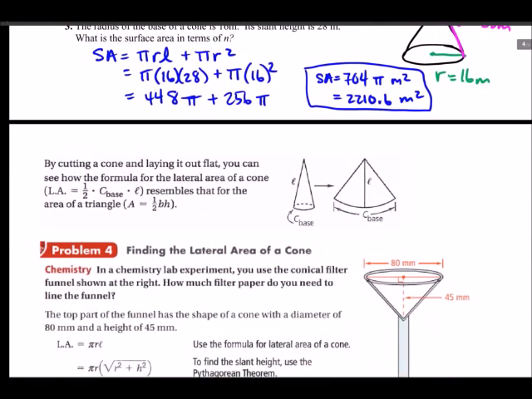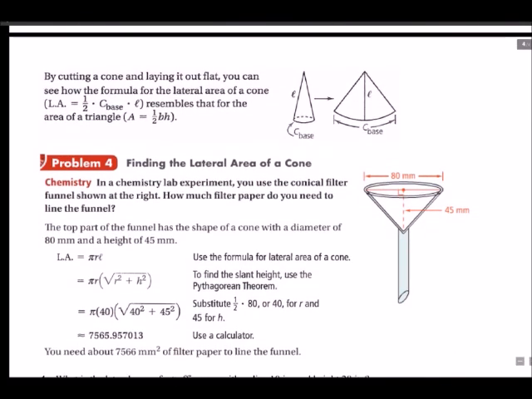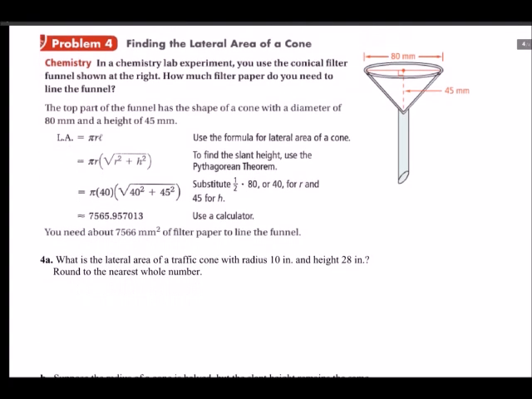Moving on. This picture right here shows us what we just talked about. Area of a triangle is 1/2 base times height. The base is the circumference. The height is your slant height. We already discussed that. Okay, what if we only want the lateral area? Well, then we just use the formula for lateral area, pi RL.